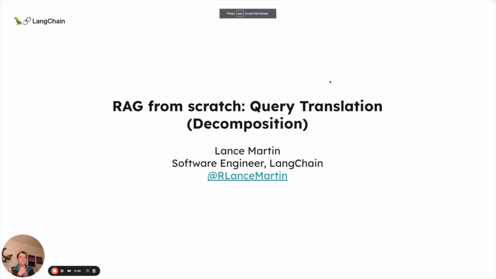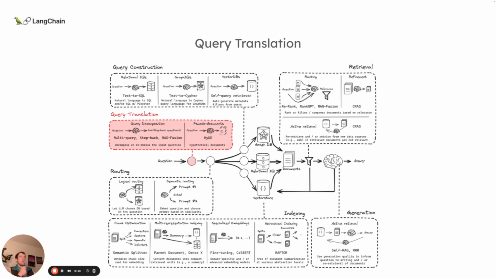Thanks. Hi, this is Lance from LangChain. This is our 3rd video focused on query translation in the RAG from Scratch series, and we're going to be talking about decomposition. So query translation in general is a set of approaches that sits towards the front of this overall RAG pipeline. And the objective is to modify, rewrite, or otherwise decompose an input question from a user in order to improve retrieval.